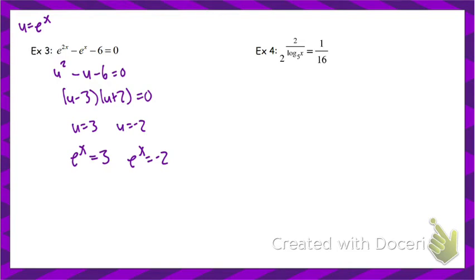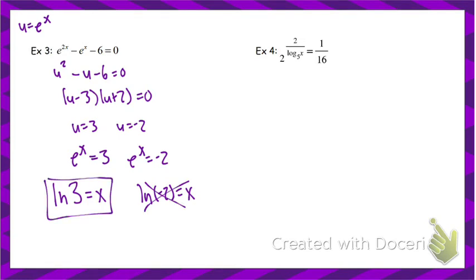So remember, log base e is ln. So this would be the natural log of 3 is equal to x, and the natural log of negative 2 is equal to x. But again, natural log of negative 2, that's not possible. That's extraneous. You can't have a negative argument. So I only get one answer here.